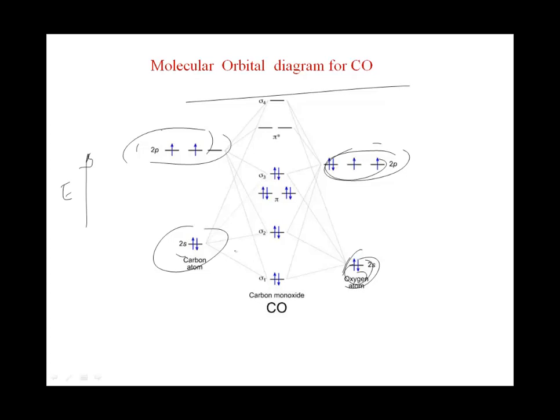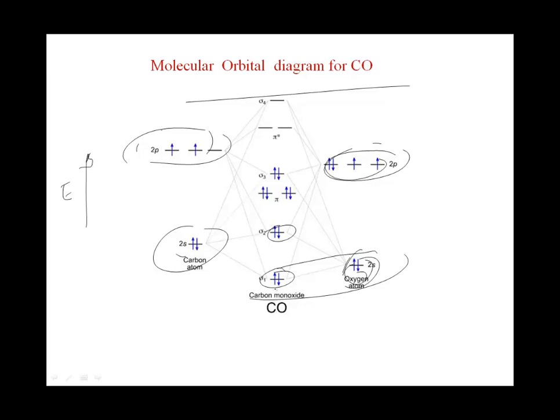And again, based on what we've done just 2 minutes ago and what you've learned previously, you should form a sigma bonding orbital and a sigma antibonding orbital from the 2s orbitals of the carbon and the oxygen. And what you'll notice here is that this is much closer.